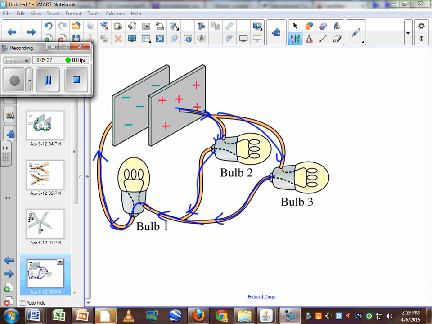The bulb that's brightest is bulb number 1. That's the brightest because more current is going through that bulb than any other bulb. Bulb 2 and bulb 3 are less bright because they have half the current going through them.